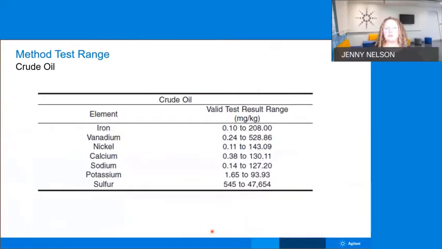Okay, so now I just want to show you the method test ranges. So this is the one for crude oil, and you can see the different elements that we're looking at for crude oil. And you can see iron, vanadium, nickel, calcium, sodium, potassium, and sulfur. Okay, and you can see that most of these elements go down quite low. So this is all in milligrams per kilogram. And you can see iron has a range from 0.1 all the way up to 208. And all these were calculated based on the ILS of 12 labs by the ASTM statistician.